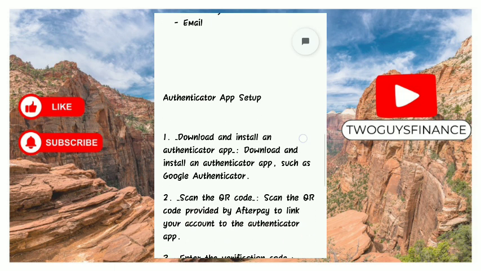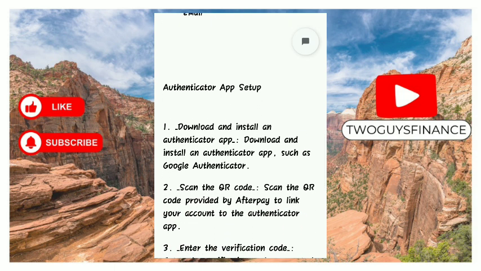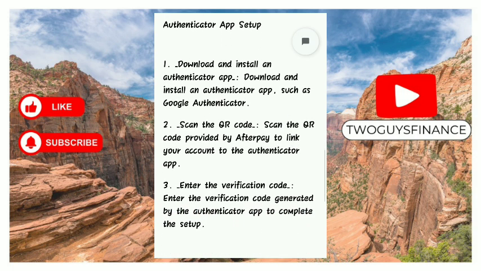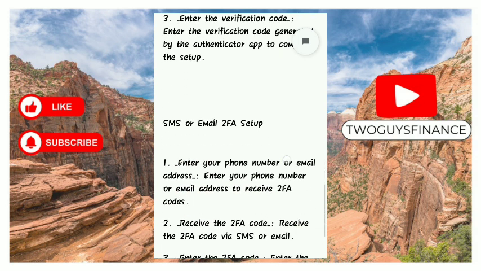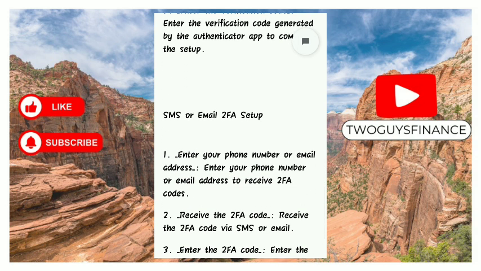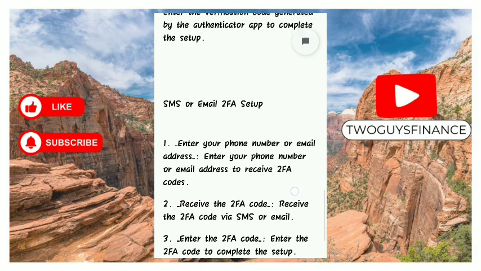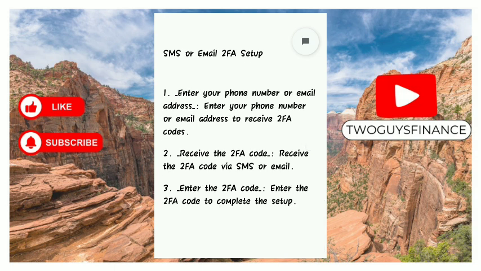You also need to scan the QR code provided by Afterpay to link your account to the Authenticator app, and then you need to enter the verification code that's generated by the Authenticator app to complete the setup. Now for SMS or email two-factor authentication setup, all you need to do is enter your phone number or email address to receive two-factor authentication codes, and then you receive these codes via SMS or email, and then you just got to enter the two-factor authentication code to complete the setup.